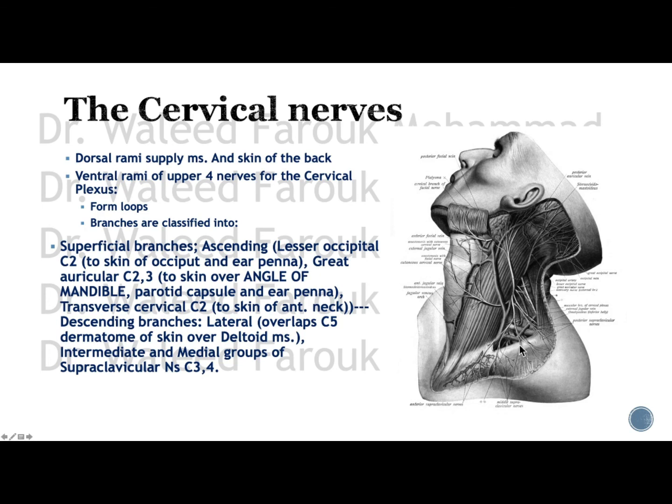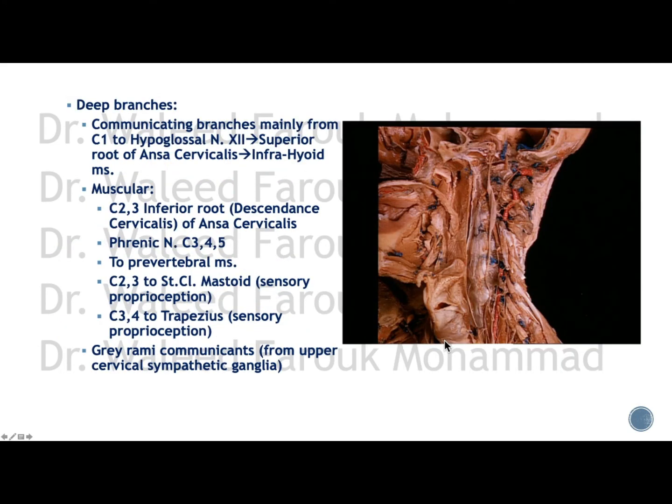And descending branches, which are the supraclavicular nerves, mainly C3 and 4. They go to supply the skin over the pectoral region, clavicle, and the shoulder. And we talked about the lateral group and the significance of its overlapping C5 of the upper limb. These are the superficial branches. Deep branches of the cervical plexus.